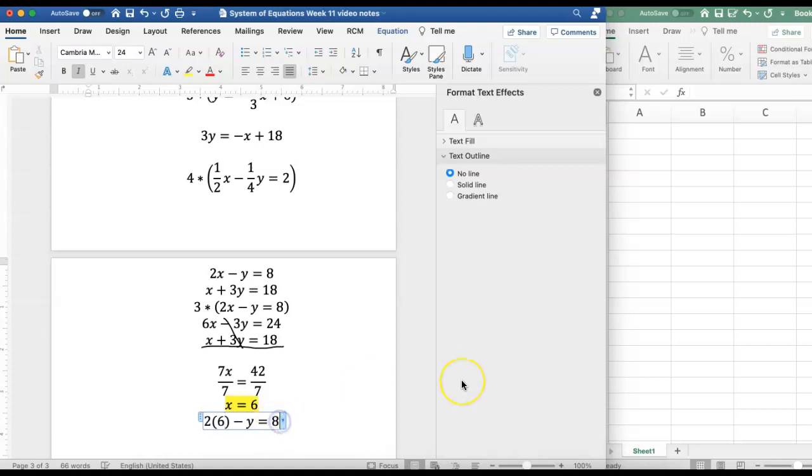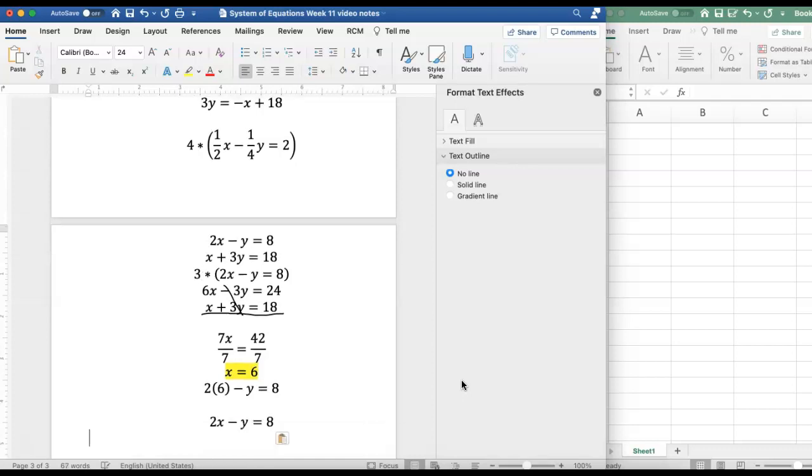2 times 6 is 12. So I end up with 12 minus y equals 8. And then I need to subtract 12 from both sides. I'm going to do it on this step. I hope it doesn't confuse anyone to subtract 12 here. Okay, so I end up with 12 minus 12, which is 0, so I'm left with just negative y on the right. And I'm going to highlight that and paste it. There we go. So the 12s cancel out on the left-hand side. On the right-hand side, I have 8 minus 12, which gives me negative 4.